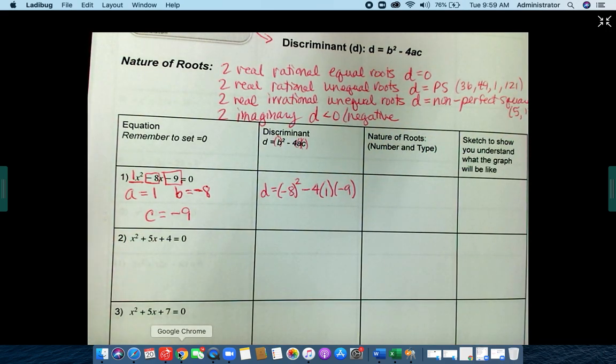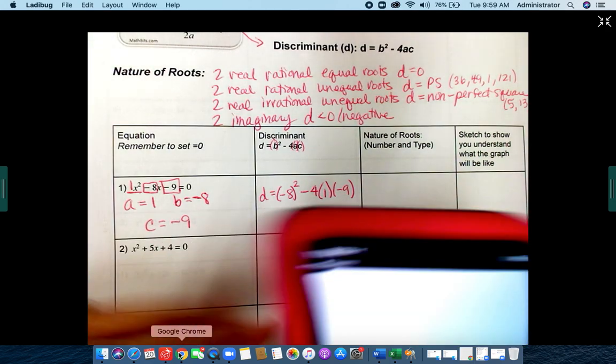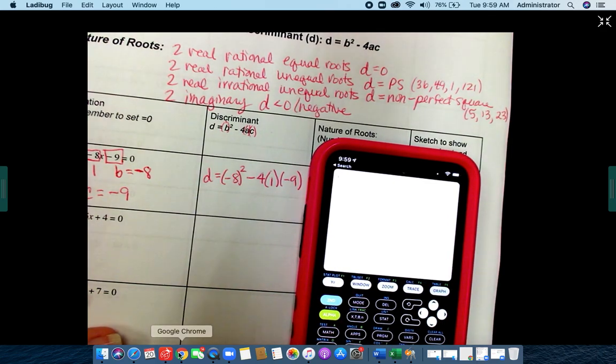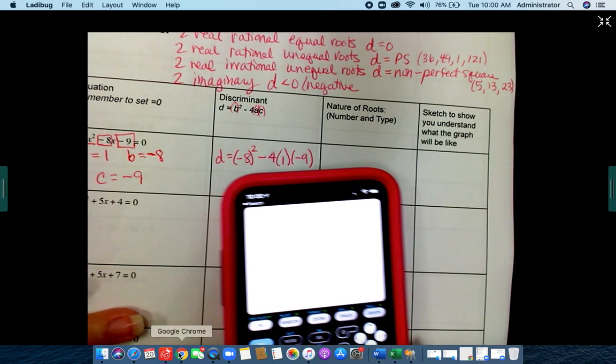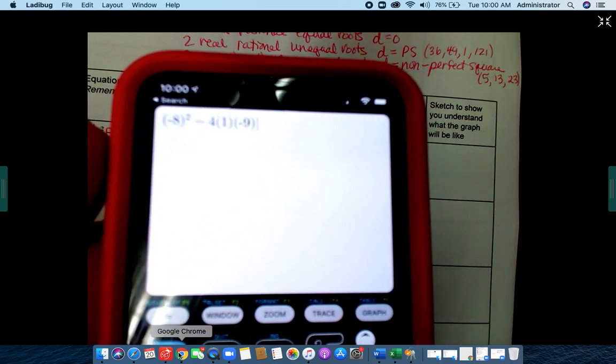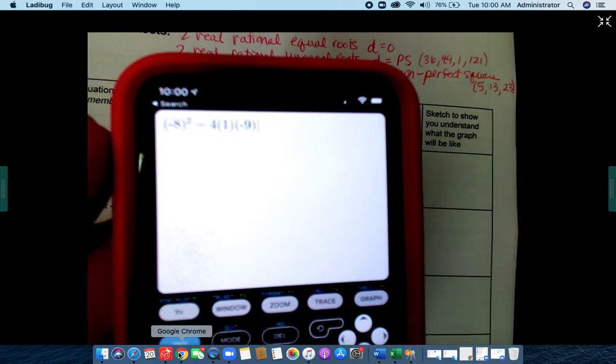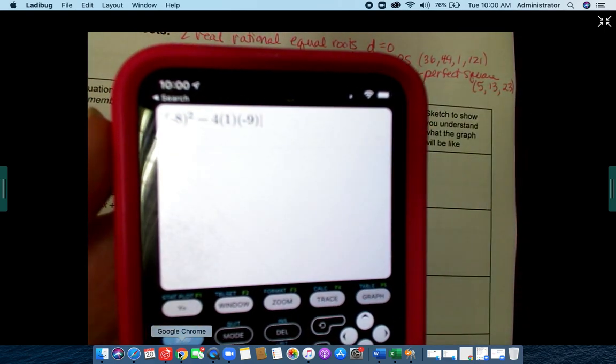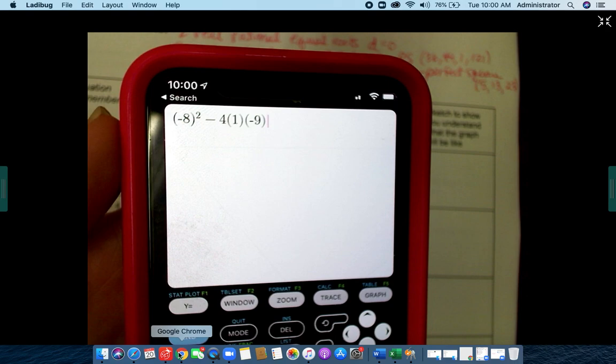At this time, this is when you would get out your calculator, be it your TI-84 app, or if you have a graphing calculator. I'm going to type in negative 8 squared, exactly the way I wrote it down, minus 4 times 1 in parentheses times negative 9 in parentheses. I like to be consistent with parentheses so you don't have to think about when do I use them and when do I not. So I plug that in: negative 8 squared minus 4 times 1 times negative 9. Hit enter and I get 100. Sweet. Well, what do we know about 100?